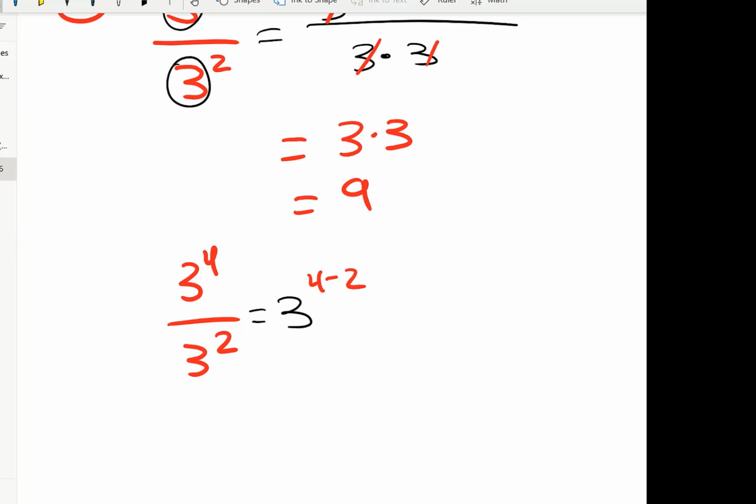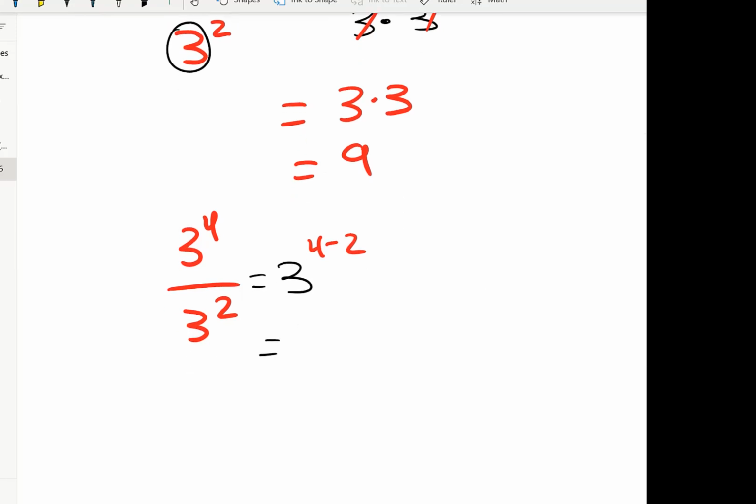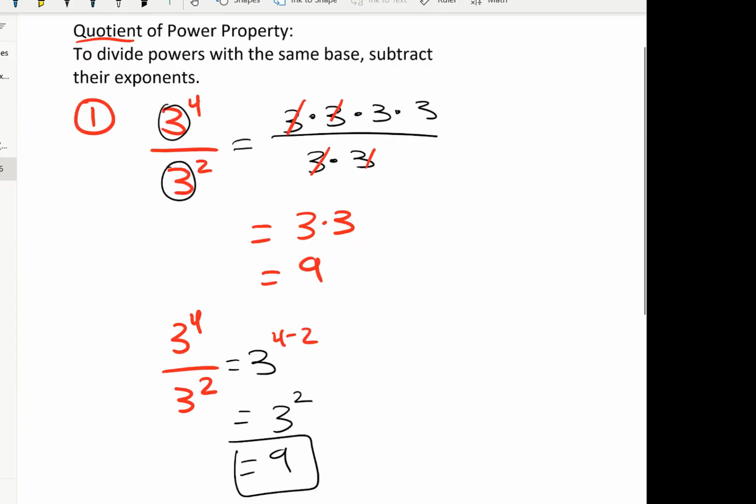So you take 4 minus 2. Angelina, tell me, what is 4 minus 2? 2. So it's just 3 squared. And what's 3 squared? It's just 3 times 3, which is 9. It's the same thing. See? We did it 2 different ways.